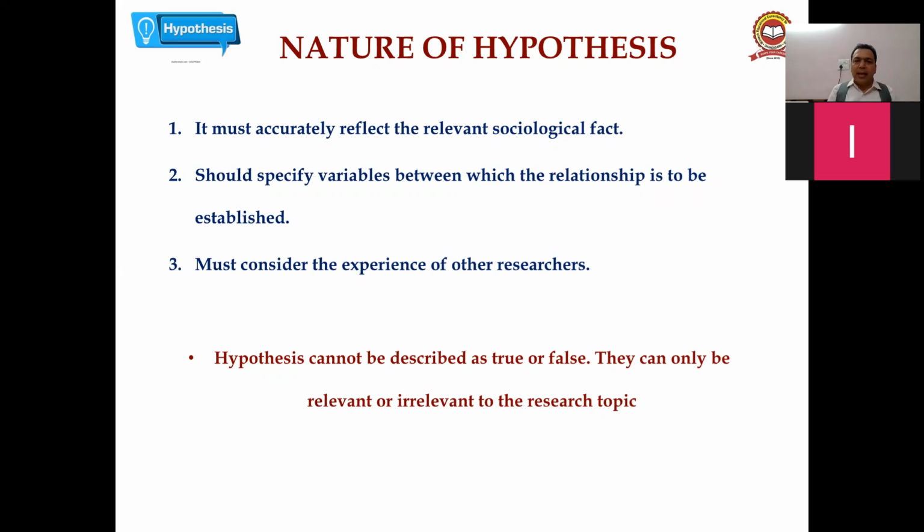Next, in the nature of hypothesis, a hypothesis should specify the variables between which the relationship is to be established. Right? You just have to understand that when we are doing any kind of research, we are basically talking about variables. In statistical terms, we are establishing a theory, or generalizations of any theory or phenomenon, when we do research on any topic.